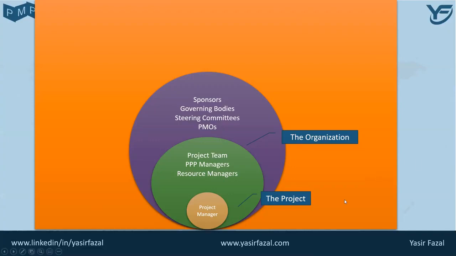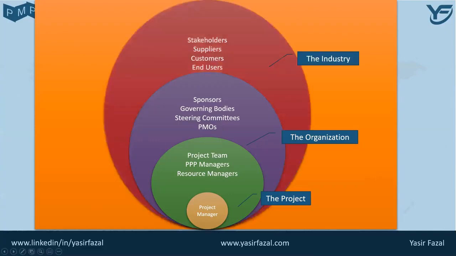The third sphere of influence is related to the industry, and this is where the project manager has a very low sphere of influence. It is related to stakeholders, suppliers, customers, and end users. The project manager stays informed about the current industry trends. The project manager takes this information and sees how it may impact or apply to the current projects.